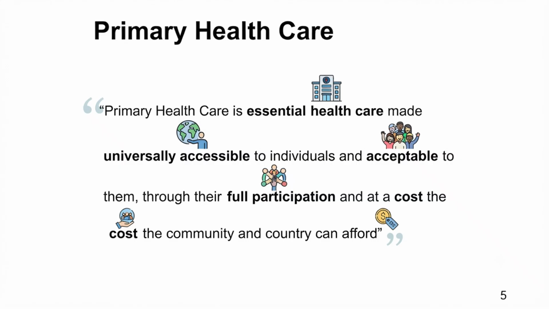And again I'm repeating, primary health care is essential health care made universally accessible to individuals and acceptable to them through their full participation and at a cost the community and country can afford. So this is the definition of primary health care. You should remember it. This is important for short notes. As I said, this definition itself will be asked in the Viva.